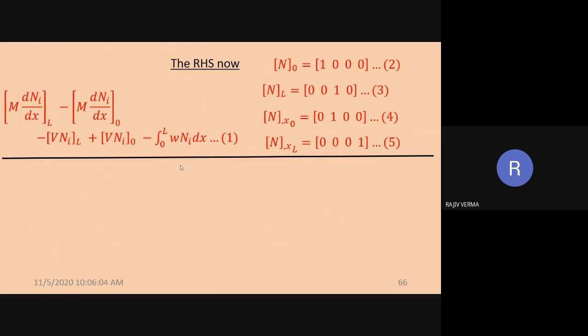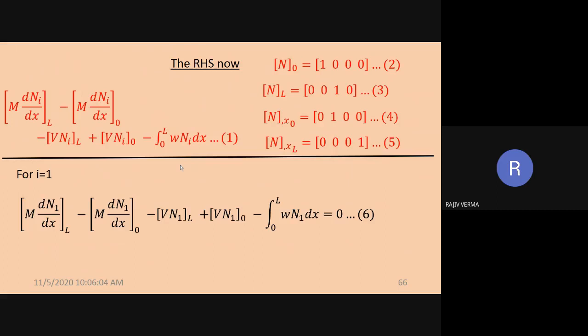Now coming to i equal to 1, we simply substitute the value of i at 4 places, giving equation number 6, and then the resulting equation number 7. Now, equation number 7 has been obtained by substituting the values of n1 and dn1 by dx at x equal to 0 and x equal to L in equation number 6.